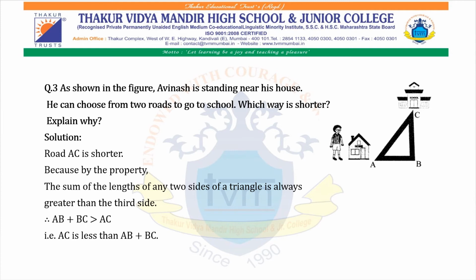Now the solution is road AC is shorter because by the property, the sum of the lengths of any two sides of a triangle is always greater than the third side. Therefore, if we add AB and BC, it is always greater than AC. That is, AC is less than AB plus BC.